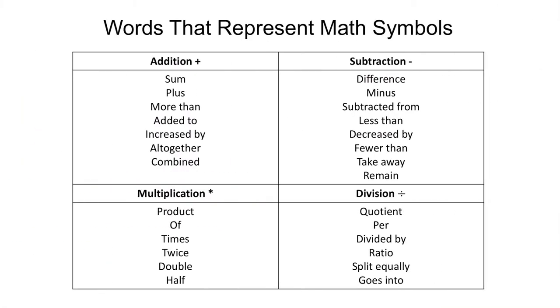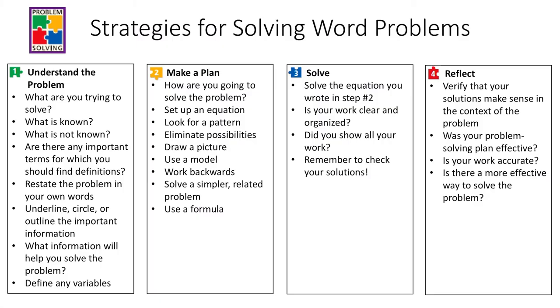When we work on these word problems, you want to be on the lookout for these words and phrases that represent math symbols. It's going to be a whole lot easier to translate the word problems into these equations if you can identify any of these phrases and words. So remember our strategies for solving word problems. We're always going to start off by trying to understand the problem. It's very important to underline, circle, or outline the important information and define any variables.